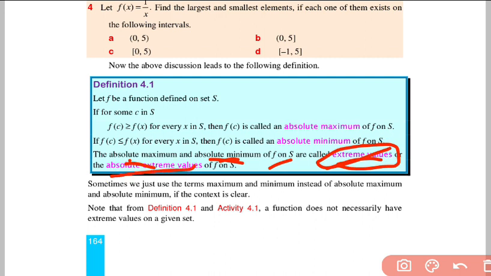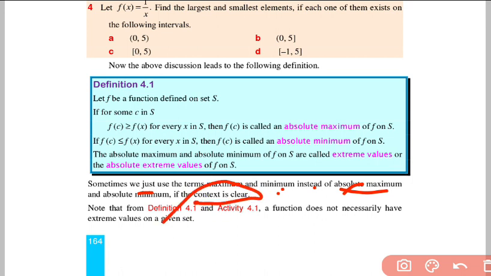We can call them absolute extreme values of the function on S. Sometimes we just use the terms maximum and minimum instead of absolute maximum and absolute minimum, if the context is clear.